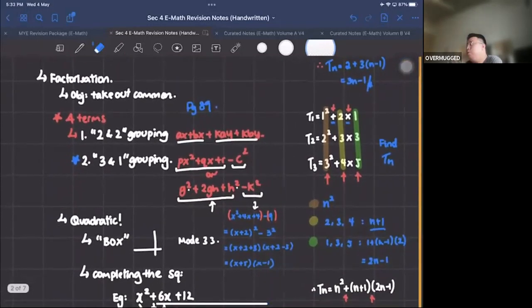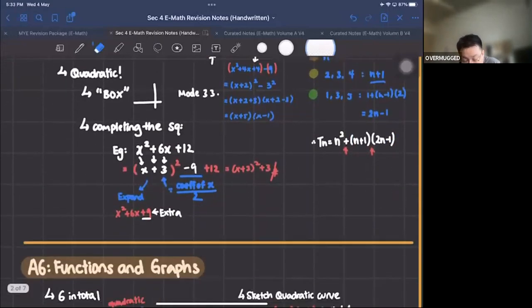Factorization. Whenever you are factorizing things out, please remember that your objective is to take out a common term. So for example, if it's ax plus ab, you can pull out the a because it is common between both terms. Now these 4 terms I'm not going to go through, so just leave it here.